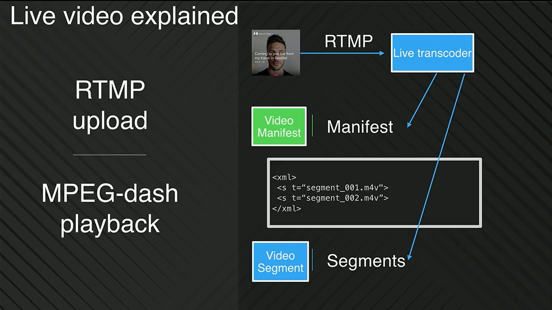When the RTMP stream comes into the data center, it's ingested by the live transcoder service. And the live transcoder service produces two artifacts. One is a manifest, which consists of a set of URLs of individual video segments that are in that stream. And the next one are the segments themselves. Now, the video manifest is actually regenerated as more and more video comes in, and the URLs roll through that.